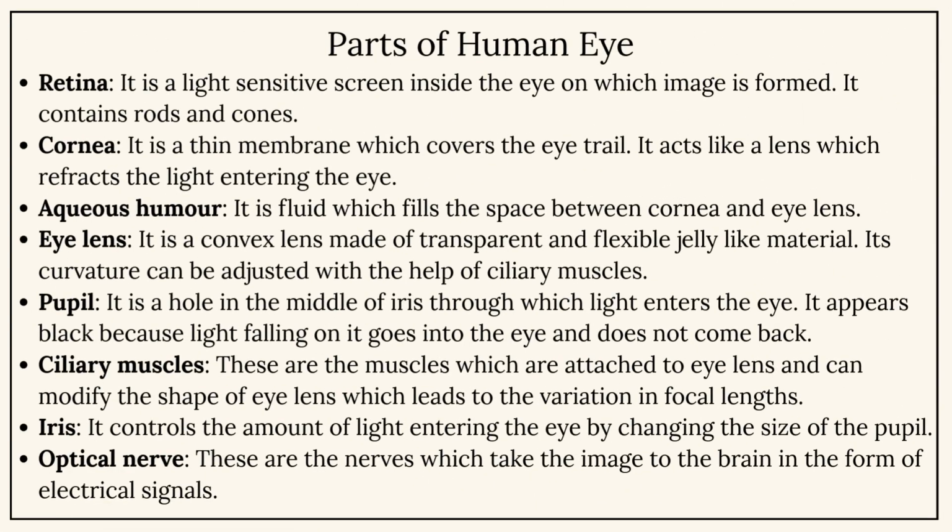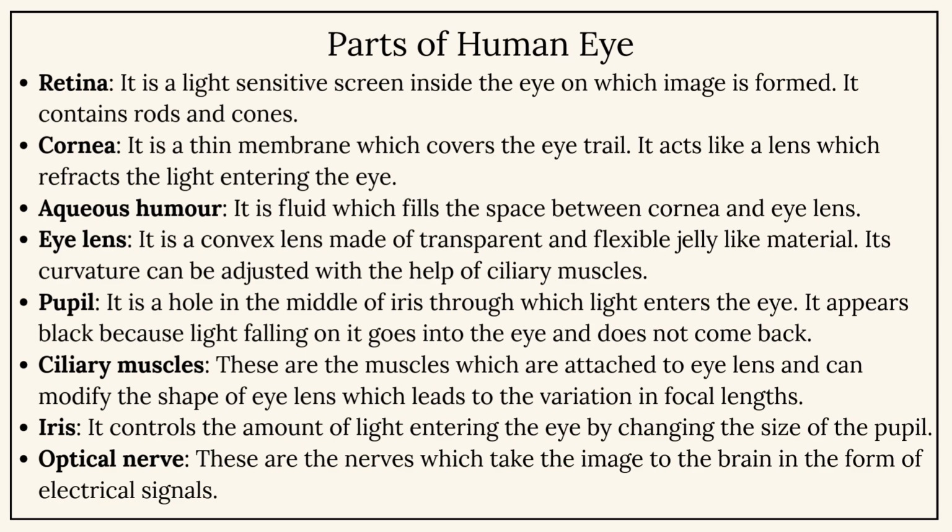Parts of the human eye. Retina. It is a light-sensitive screen inside the eye on which the image is formed. It contains rods and cones. Cornea. It is a thin membrane which covers the eye front. It acts like a lens which refracts the light entering the eye.